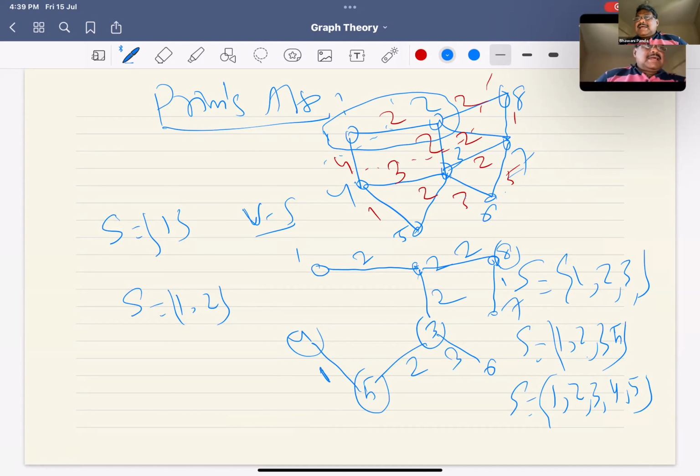Achha, tell me now, any time we select an edge, one vertex is in S and the other vertex is in V minus S. So for the vertex which is in V minus S, when you add that edge to the existing tree, what will be the degree of that new vertex?